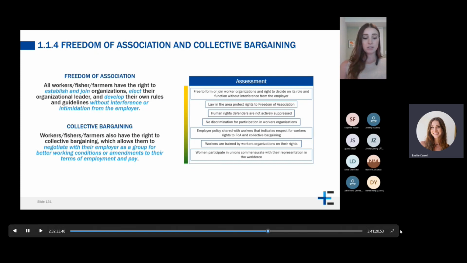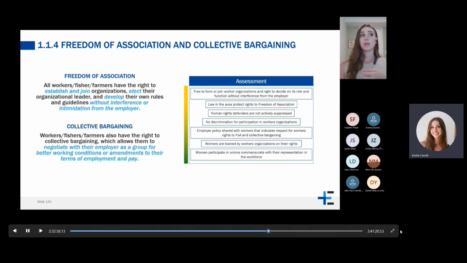So in a lot of places, you'll see a collective bargaining agreement whereby workers have banded together and advocated for certain terms that employers have agreed to and are legally binding. So in terms of assessment here, it's really just making sure that they have the freedom to join workers' organizations without interference from the employer.